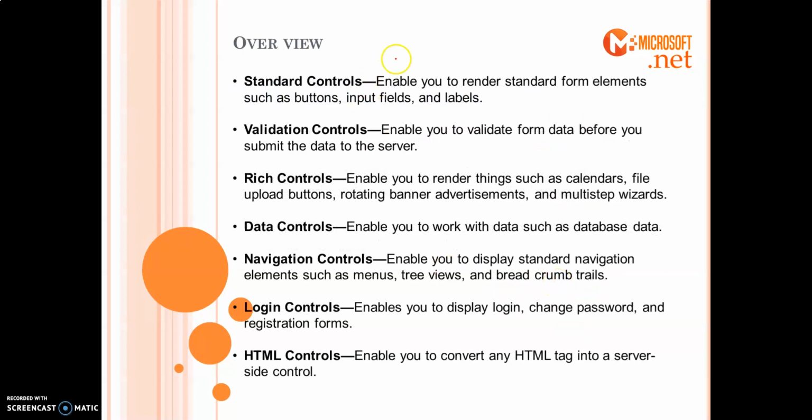Now see what a standard control is. Standard controls enable you to render the standard form elements such as button, input, text field and label. Validation controls enable you to validate the input field. Let's say there's a text box and you want to validate that it is not left without any data. It will show a message such as please enter the employee name, please enter the address. So you can use validation controls. Rich controls are like calendar and file upload button.